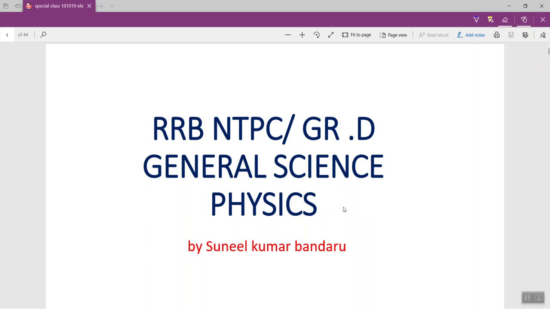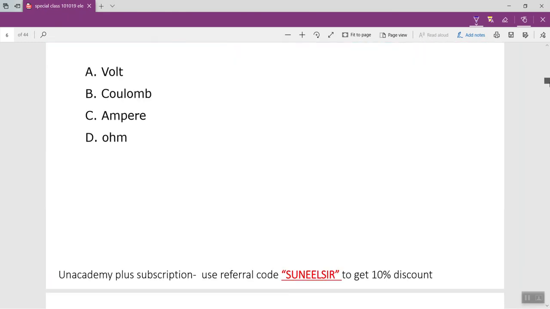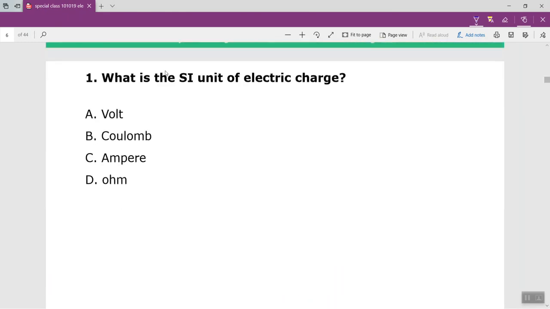In this class, we are going to discuss general science, important MCQs on the topic electricity. Here the first question: what is the SI unit of electric charge?